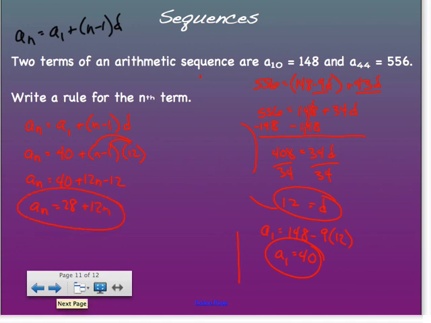Again, you can always check your work. That's a nice thing about these problems. If you don't think you're right, plug in 10. When you plug in 10, according to my problem, I better get 148 out. It works. If I plug in 44 for a sub 44, I better get out 556. It works. Here is my final answer.